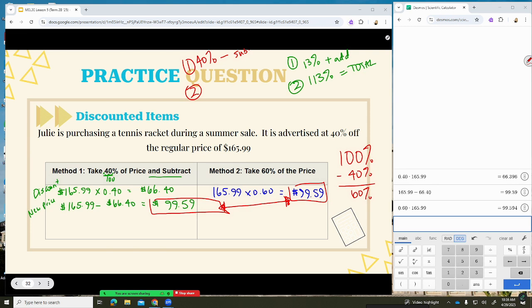The same goes for when you are trying to apply HST. When you're adding the tax on as opposed to a discount taking it off, you can break it up into 10% and then to use that last 3 you can find a third of.